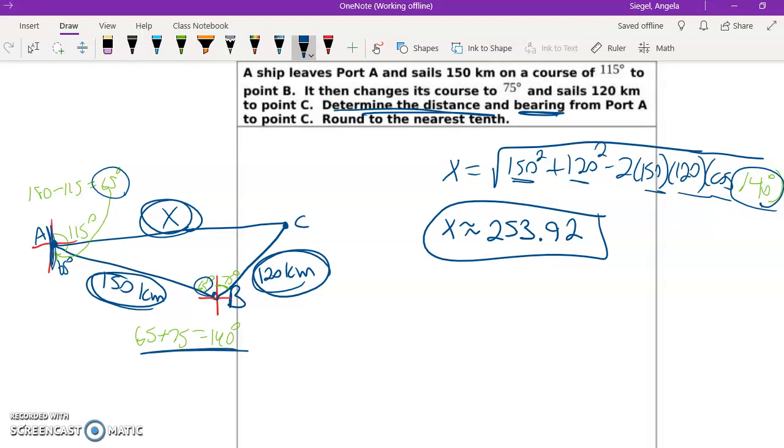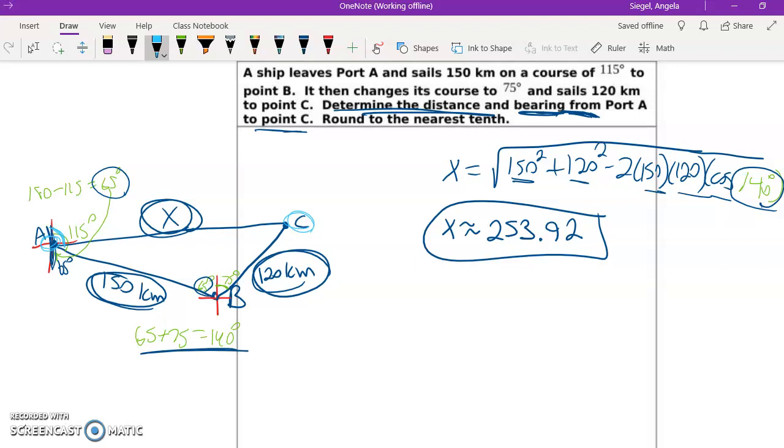Okay, so now let's talk about the bearing. Again, we need to figure out where we're coming from and where we're going to. So we're going from A to C. So we need to figure out this angle right there, and that is going to be our bearing angle.